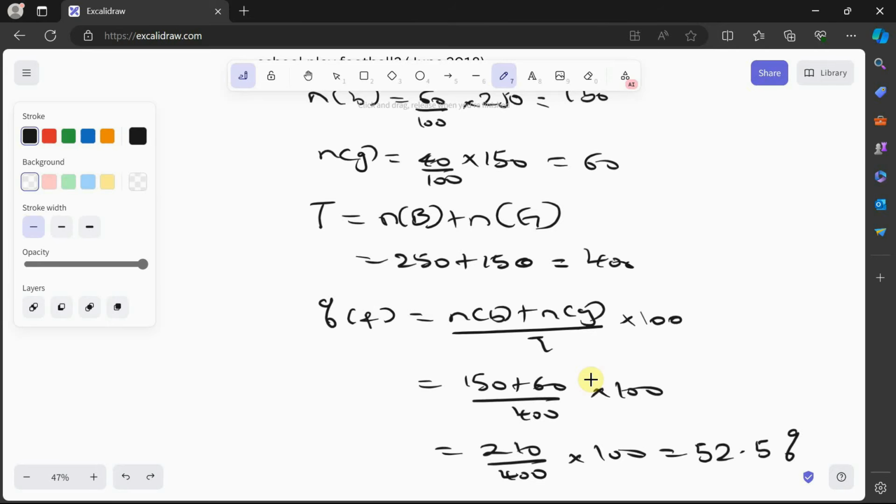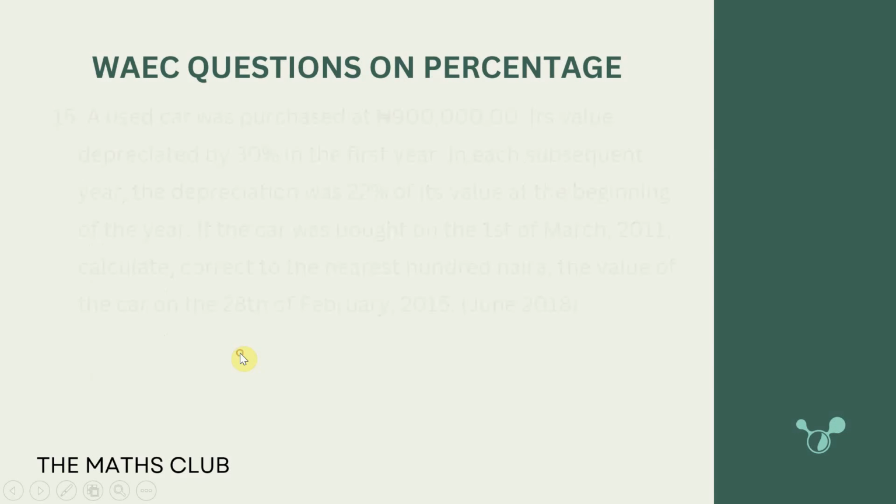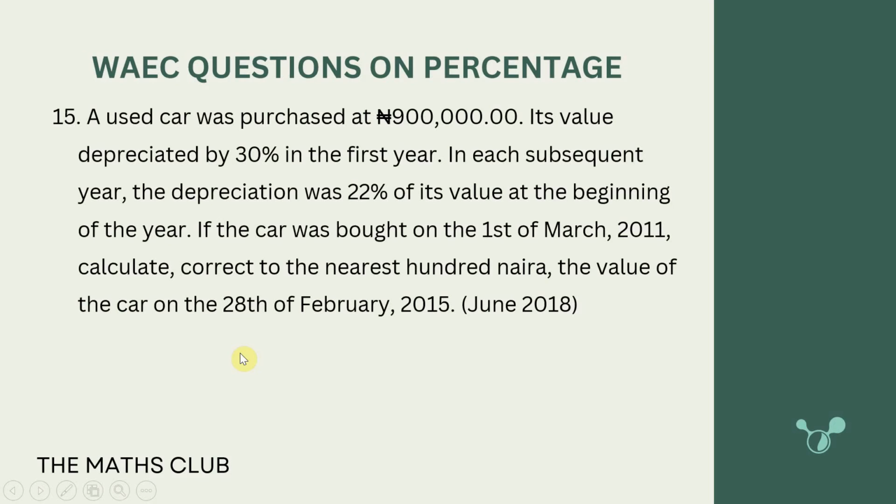Let's see if we're correct. So that should be option D. Great. Number 15 says a used car was purchased at 900,000 naira. Its value depreciated by 30% in the first year. In the subsequent year, the depreciation was 22% of its value at the beginning of the year. If the car was bought on 1st of March 2011, calculate to the nearest 100 naira the value of the car on the 25th of February 2015. I want you to pause the video and try this out yourself.